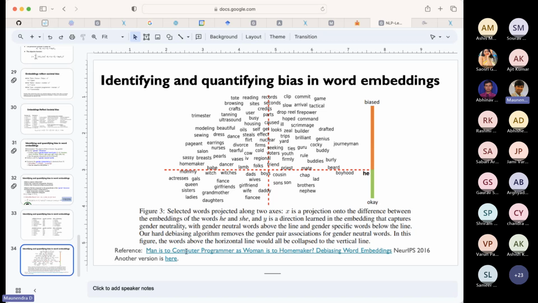So these two versions are linked from here. This is the main paper, this is the detailed version. Any further questions here? All right, if no questions, then we can go for a break now. It's 9:14, so we can come back at 9:30 and take up the next topic.